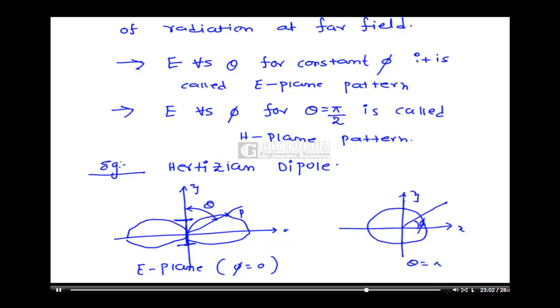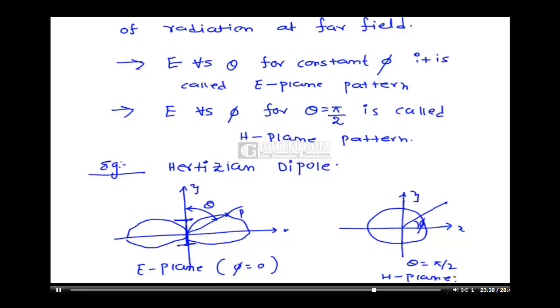Here I am considering only one lobe, it's called a main lobe. So the main lobe looks like this. This is called a main lobe. Main lobe is nothing but the lobe in which maximum power is concentrated, or maximum power flow takes place. With respect to this major lobe also we will get some minor lobes. These are called minor lobes.